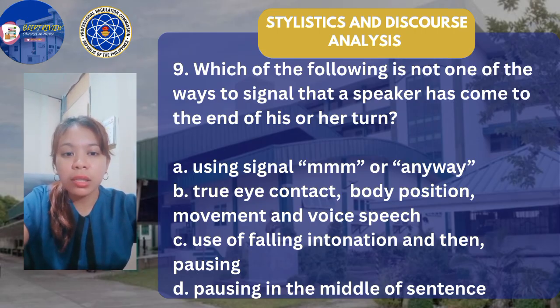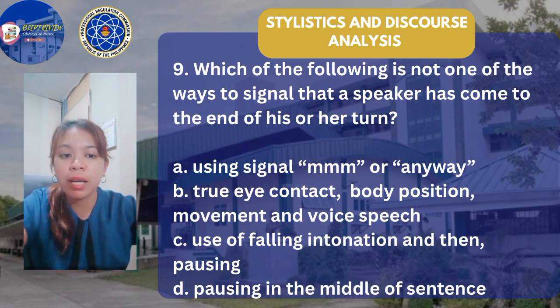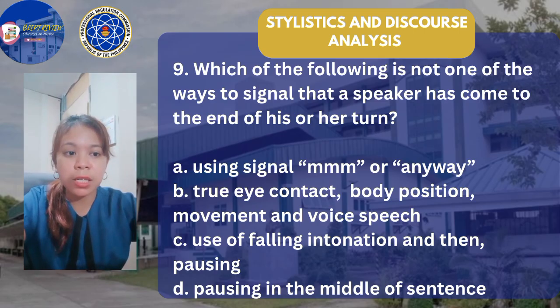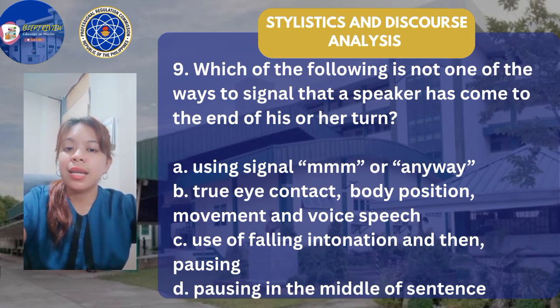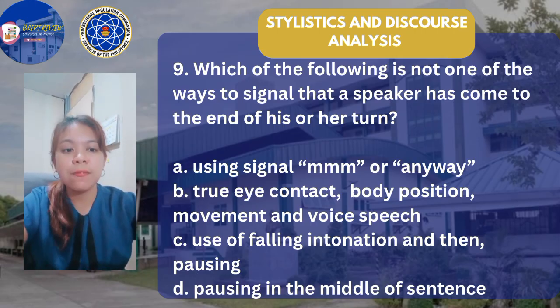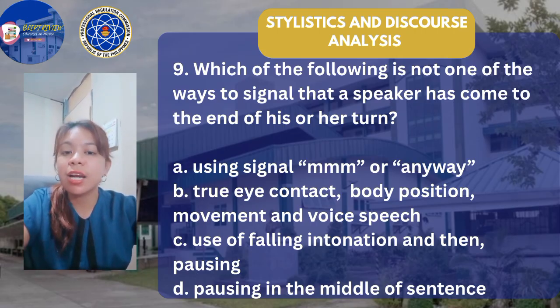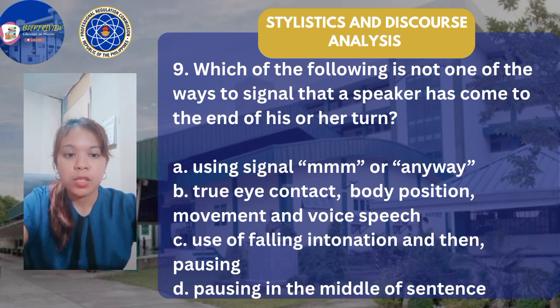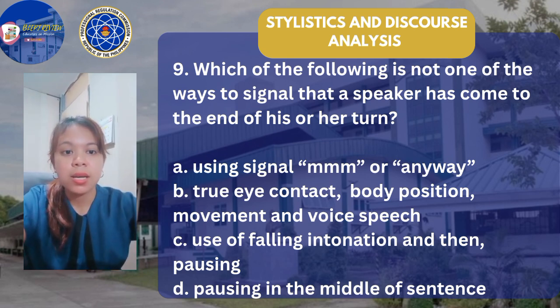The next is eye contact or body position, movement, and voice pitch. These are the non-verbal cues such as eye contact, body orientation, and vocal tone that are very important in turn taking. You have to note that. For example, a speaker might look directly at the listener or shift away to signal that they are finished speaking. So basically, this is not the correct answer.